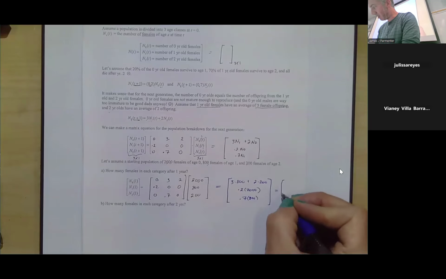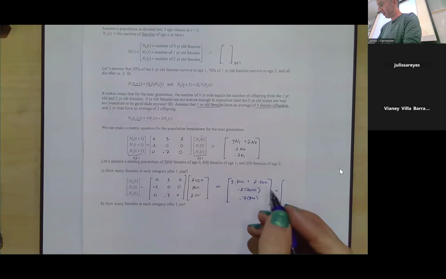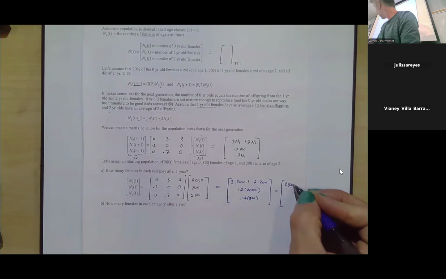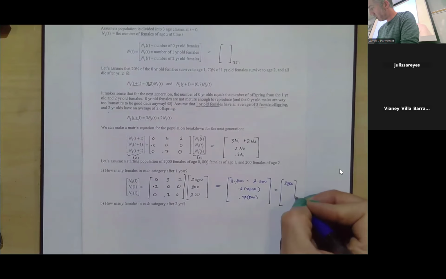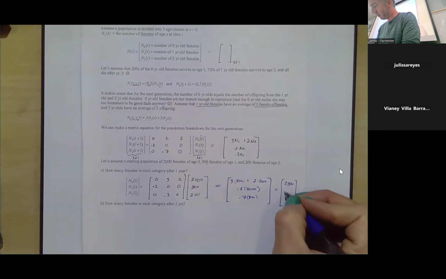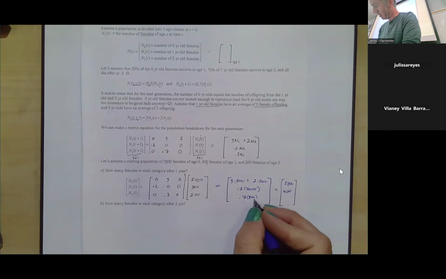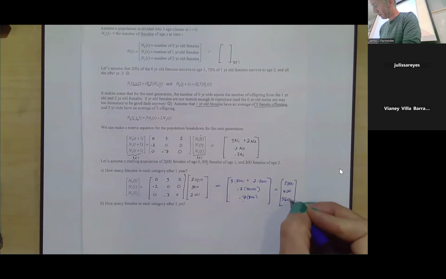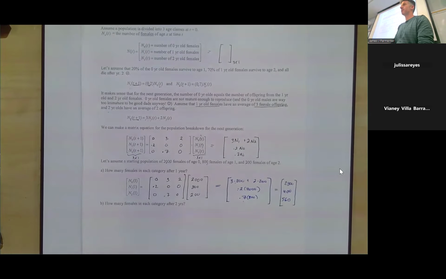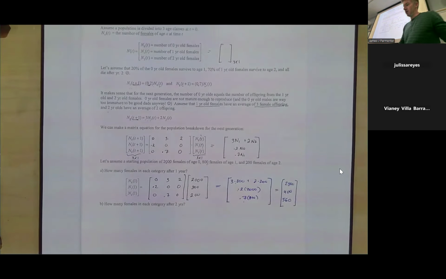Simplifying this out a bit, we get 2,400 plus 400, so 2,800. We get 0.2 times 2,000, which is 400, and 0.7 times 800, which is 560. And then when they ask the next question, how many females in each age category after 2 years, we would just multiply by that matrix again.